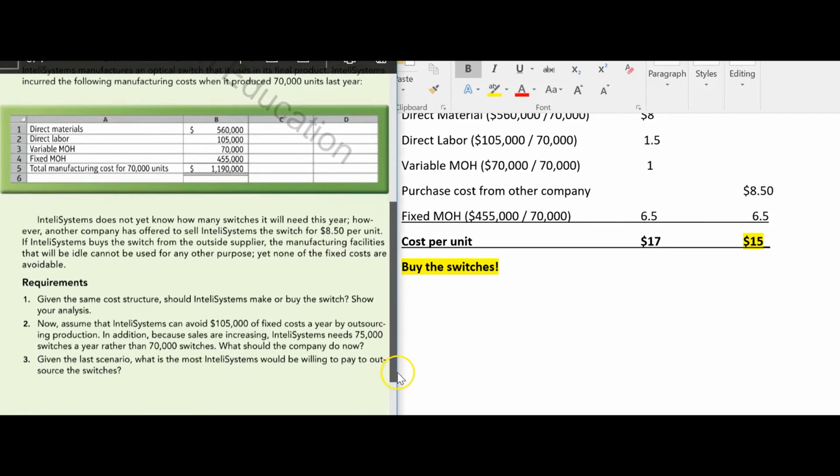Requirement number 2 says that IntelliSystem can avoid $105,000 of fixed costs by outsourcing the switches. And this year they need to sell 75,000 units, so they need 75,000 switches. Now, should the company buy or make? We will do the same analysis, but for 75,000 units. So let's do a similar type of income statement for 75,000 units.